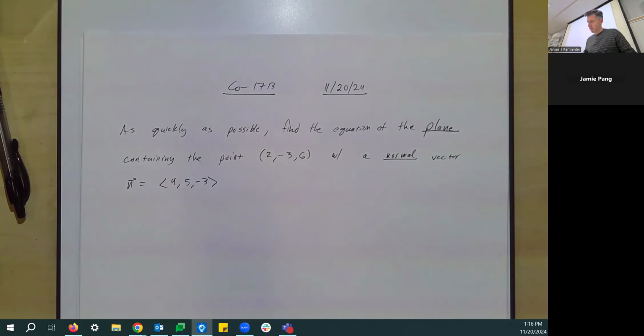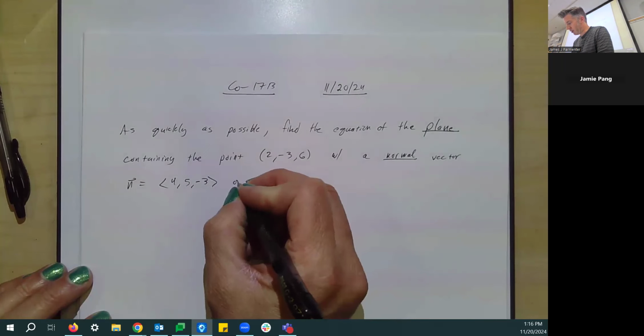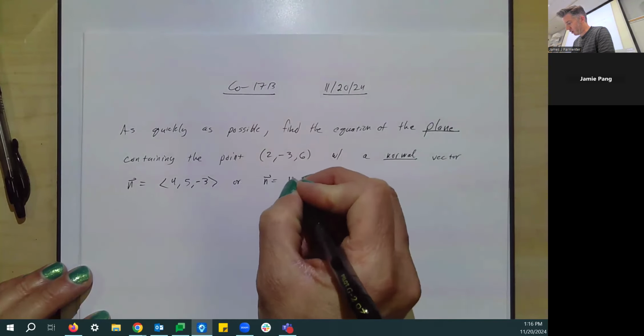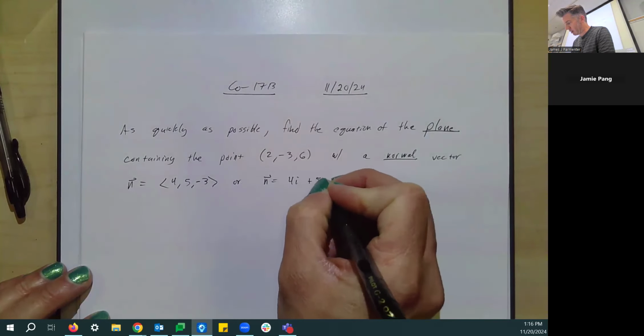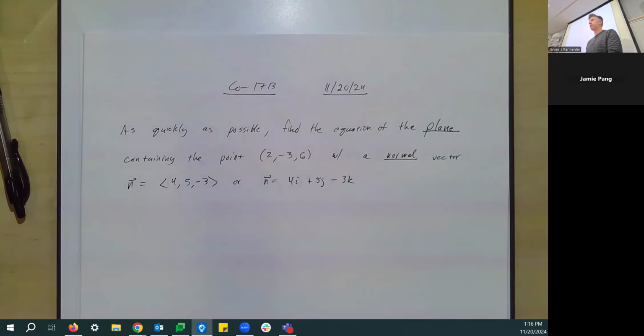All right. So let's do this first problem. Find the equation of the plane containing the point (2, -3, 6) with a normal vector, or perpendicular vector if you prefer, n equal to (4, 5, -3), or if you prefer, n equal to 4i plus 5j minus 3k. Either way.